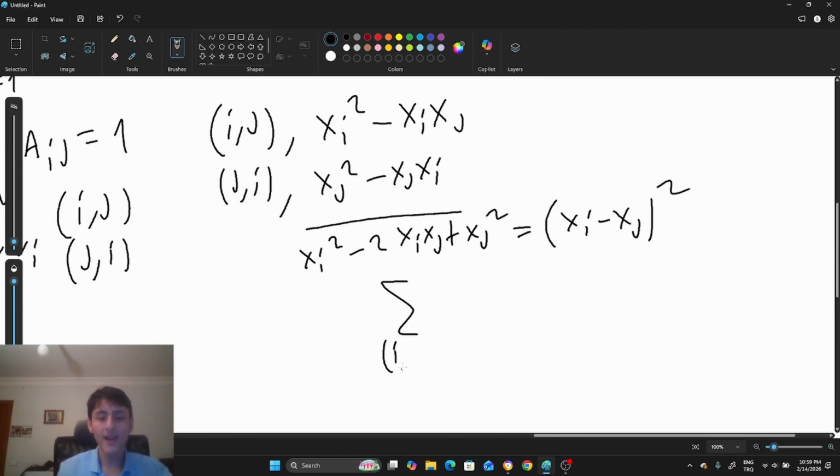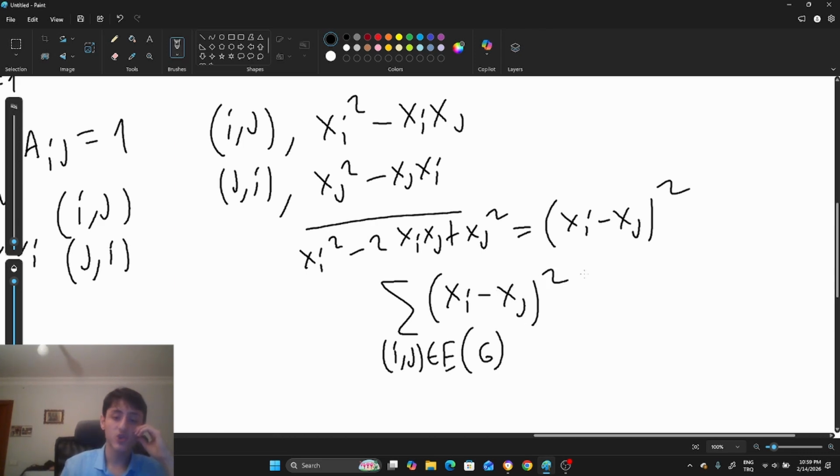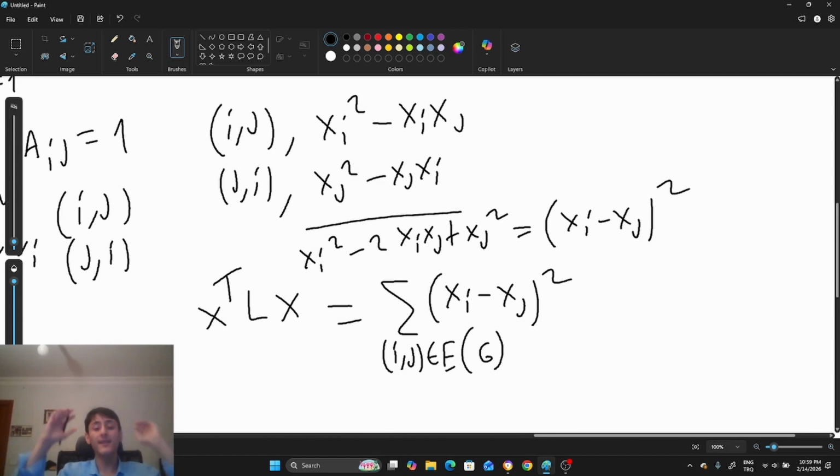That is beautiful, because now we can write our original expression as the summation over distinct i and j pairs in our graph G that specify some distinct edges. We are going to have xi minus xj squared, which will be equal to our main expression, and that is the end of the proof.